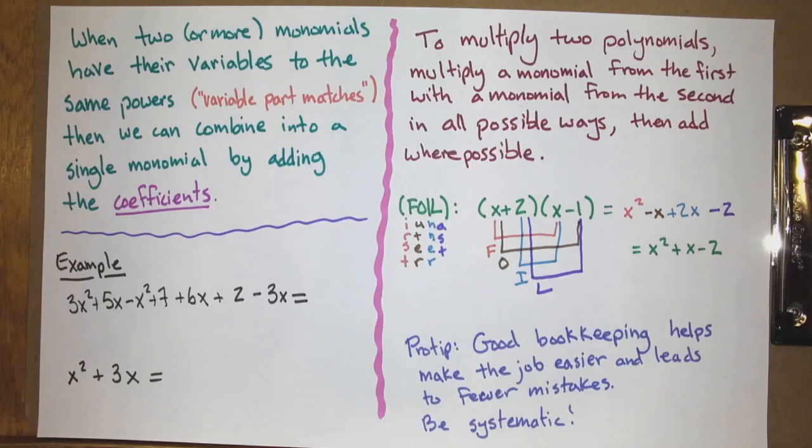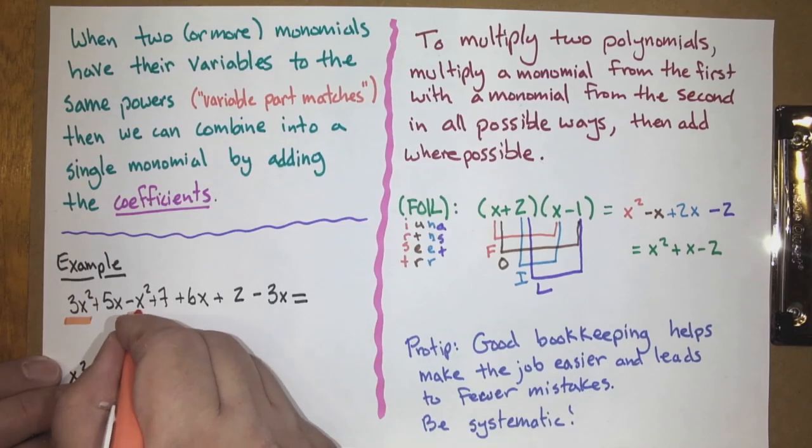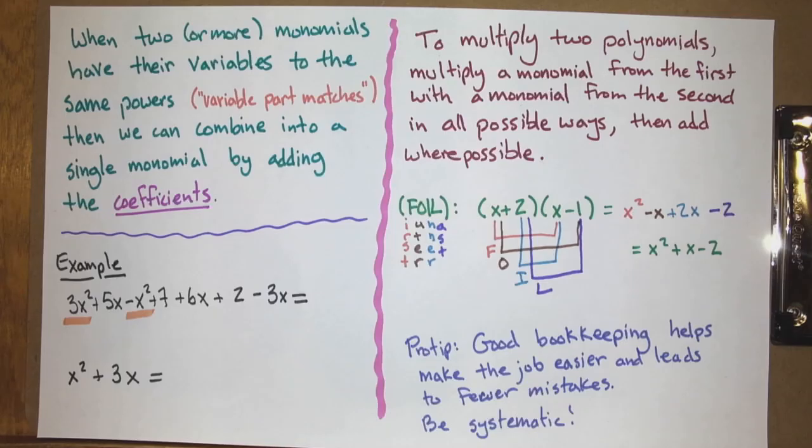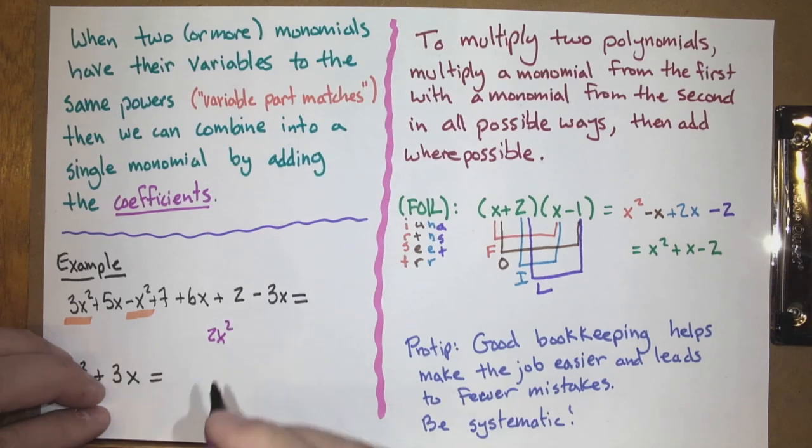So, for instance, here we have 3x squared plus 5x minus x squared plus 7 plus 6x plus 2 minus 3x. So I like to work through it by thinking about my terms in terms of my powers. Now, everything here has powers of x. And I like to start with my highest power. What's my highest power? The power 2, the square. And so I say, okay, what things have an x squared? I see two things with an x squared. So if we combine them together, what do we get? 2x squared. We just add the coefficients.